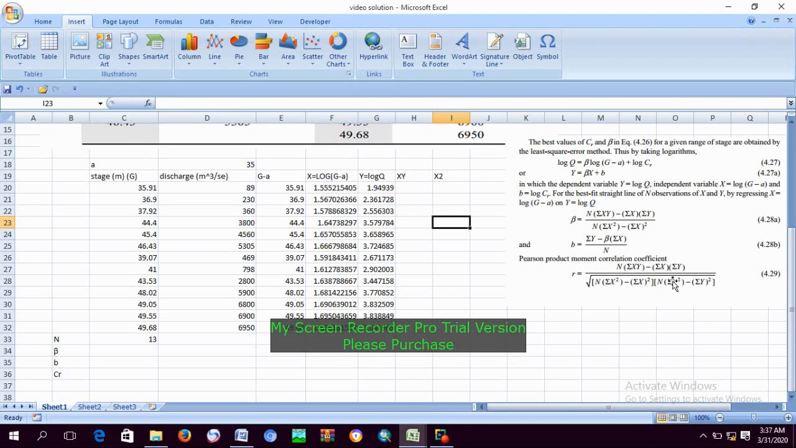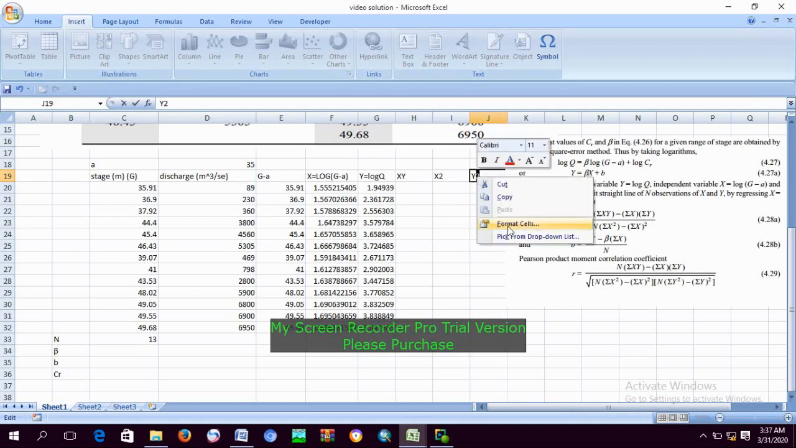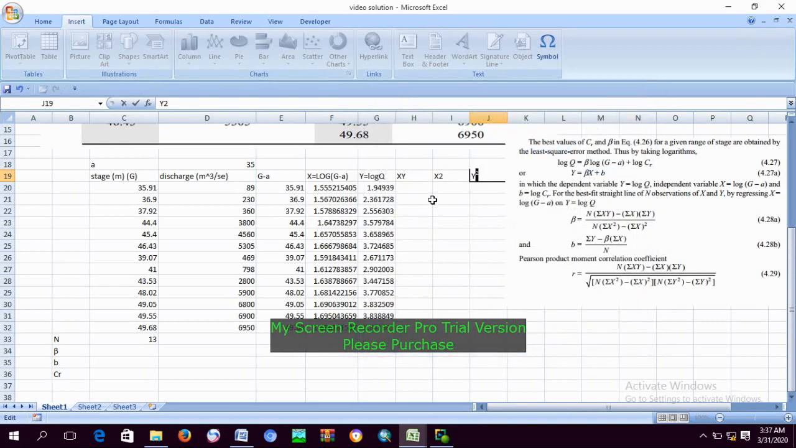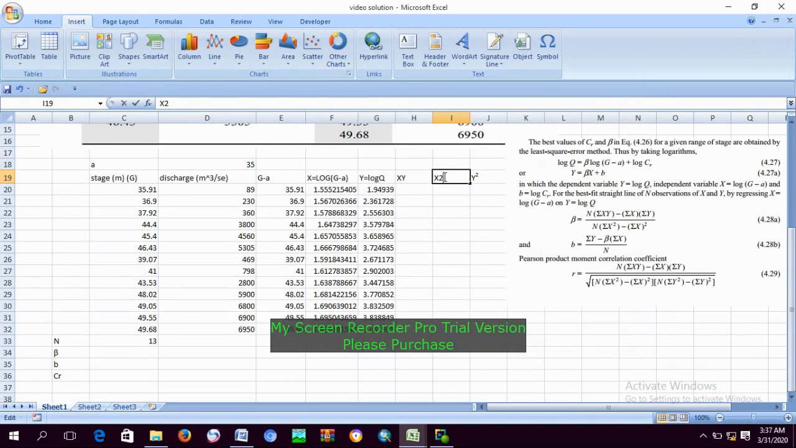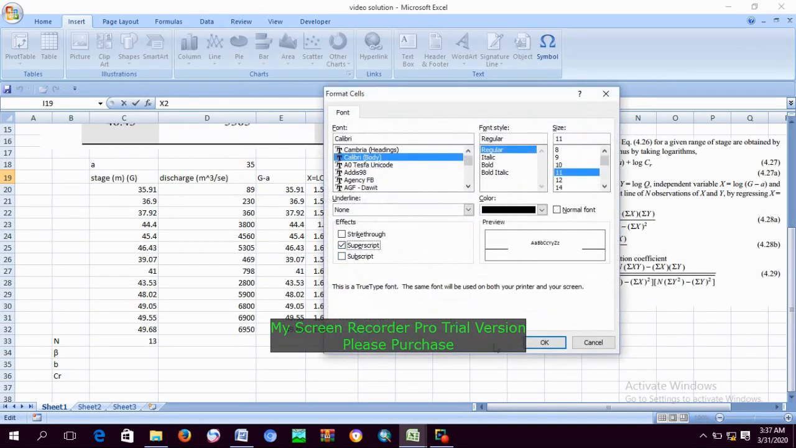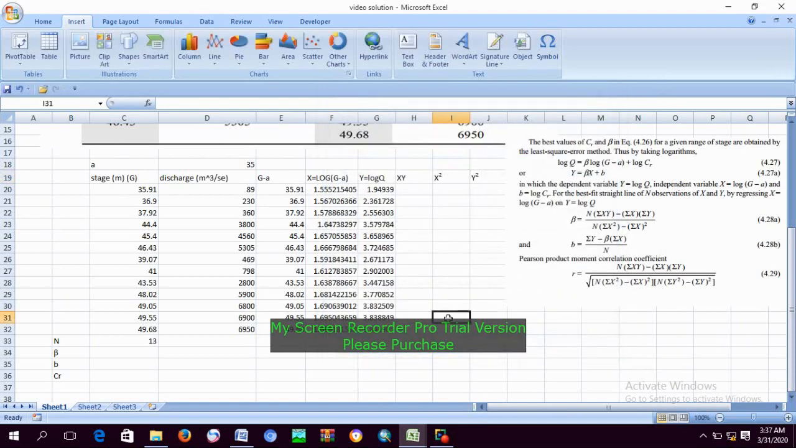From this there is y square, simply just cell format. Oh, sorry. Superscript. Okay. In this case, we can just do this value, that's also superscript. Yes. This is a value, and then we can calculate xy.